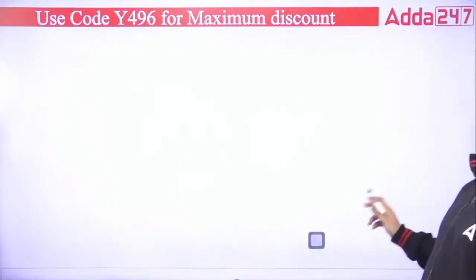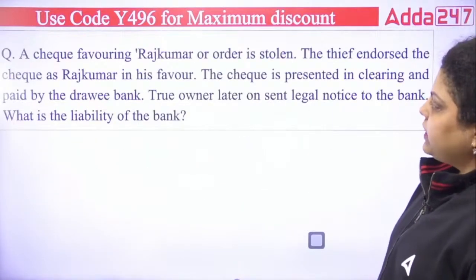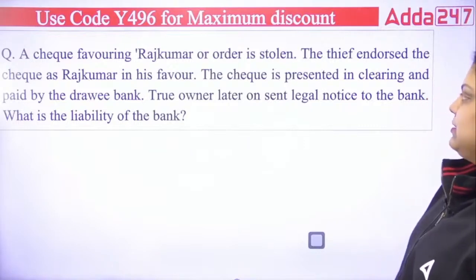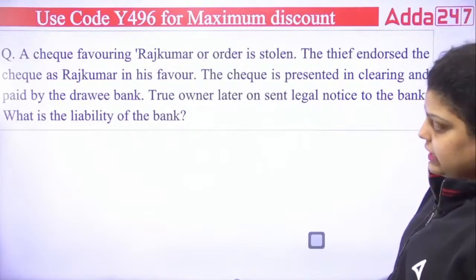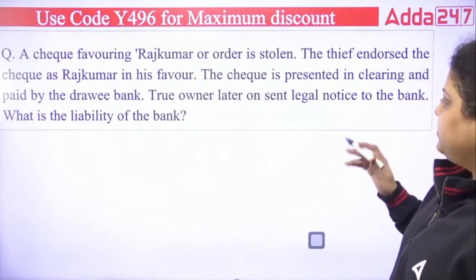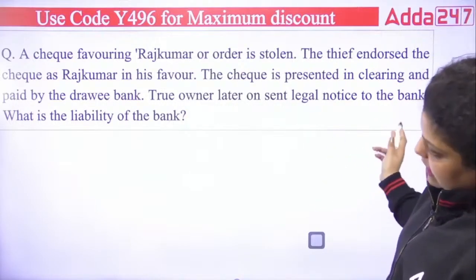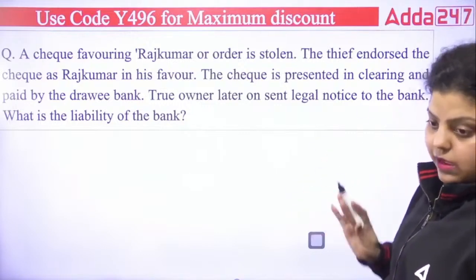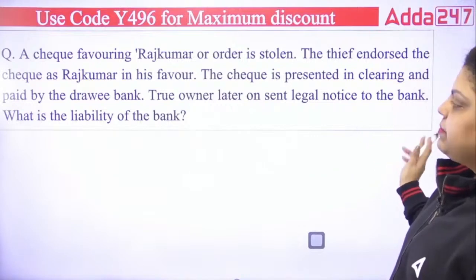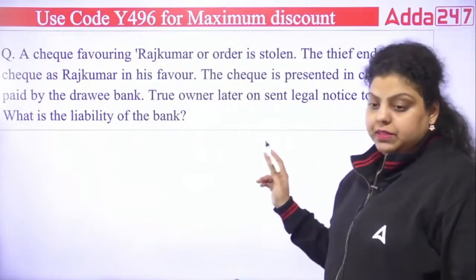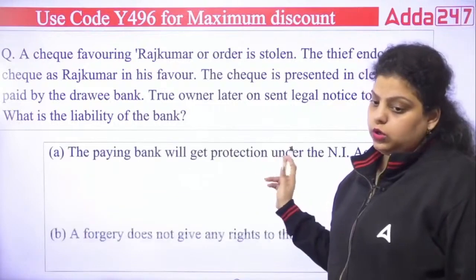Okay, now next. A check favoring Rajkumar or order is stolen. The thief endorsed the check as Rajkumar in his favor. The check is presented in clearing and paid by the drawee bank. The bank has made the payment of the check. The true owner later sent a legal notice to the bank. What is the liability of the bank? Is the bank liable for this situation or not?